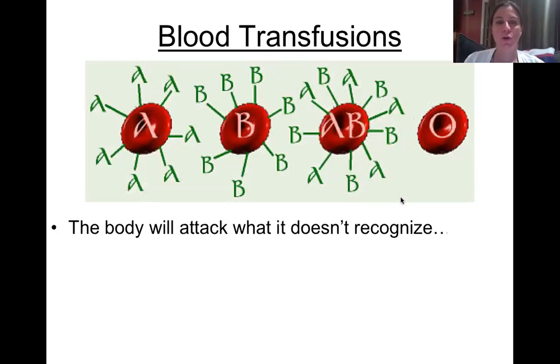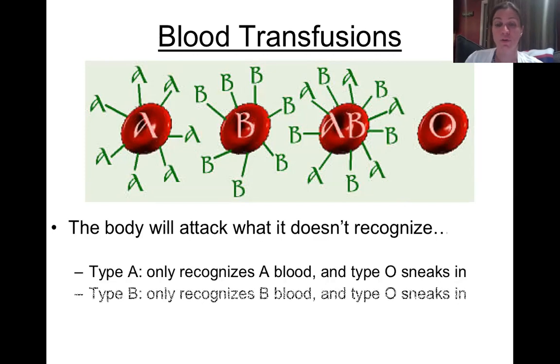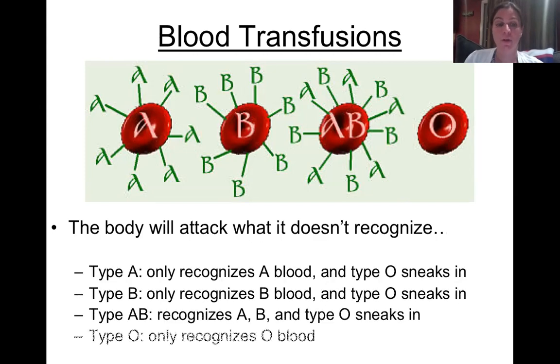Okay, so in a blood transfusion, we talked about this. A blood has to receive from either A or O. B blood is going to have to receive from B or O. AB is going to be able to receive from A, B, or O. Remember, they're the universal recipient, and O can only receive from O, so it's the universal donor. Okay, so A blood, the O is going to sneak in. There's no protein on the O blood, so it doesn't affect that it's there as well.